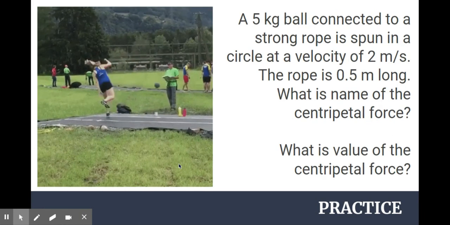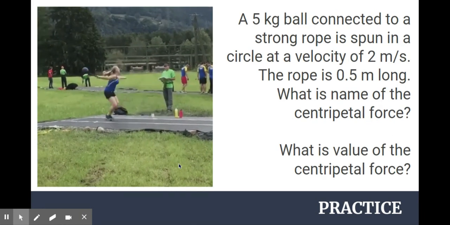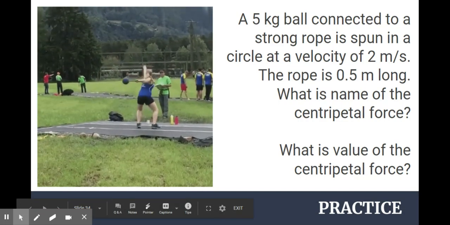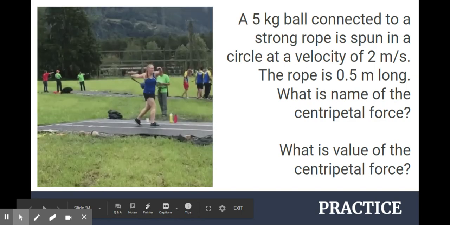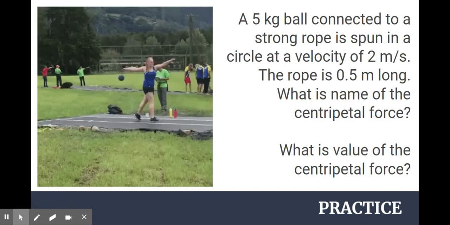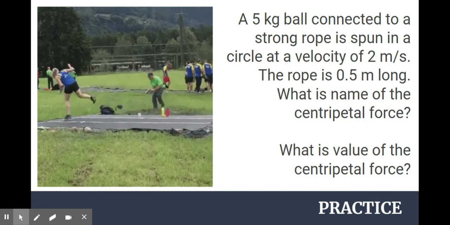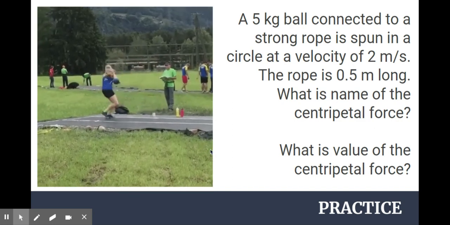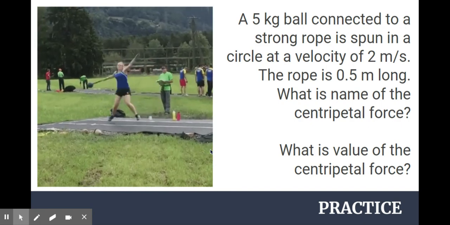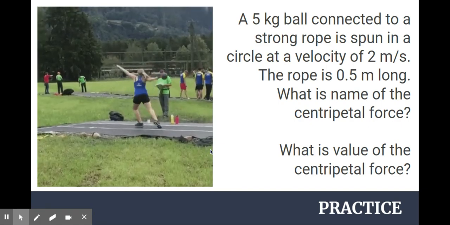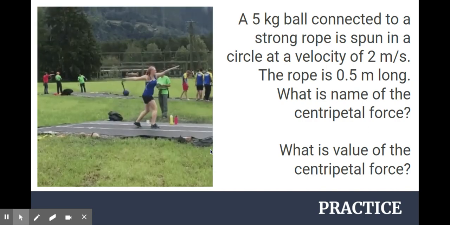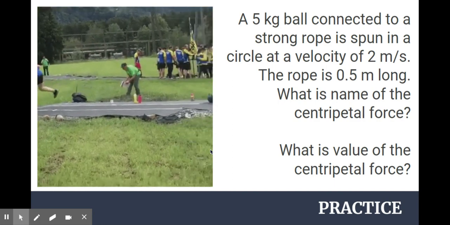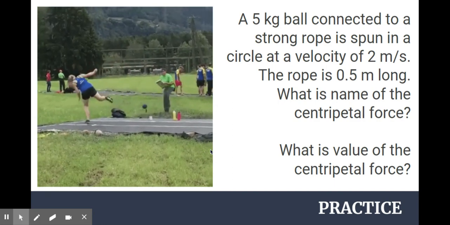So take a look at this. A 5-kilogram ball is connected to a strong rope and is spun in a circle at a velocity of 2 meters per second. The rope is half a meter long. I want you to first identify the name of the centripetal force. What type of force is it? Then I want you to actually calculate the value of that centripetal force. Pause the video, work it out, and then resume when you're ready to get the answer.